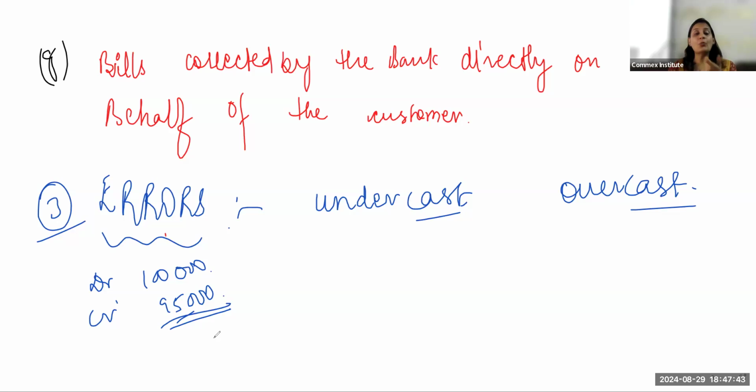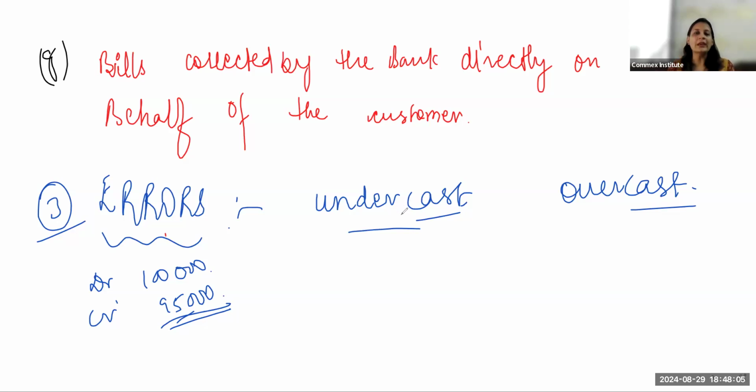So my balance, how much is my bank column showing now? Instead of 5,000, it's showing 500 as my debit balance. That means there is an error of 4,500. My bank account should have been higher by 4,500. So if it is undercast, I'll have to add it. If it is overcast, I'll have to deduct it.